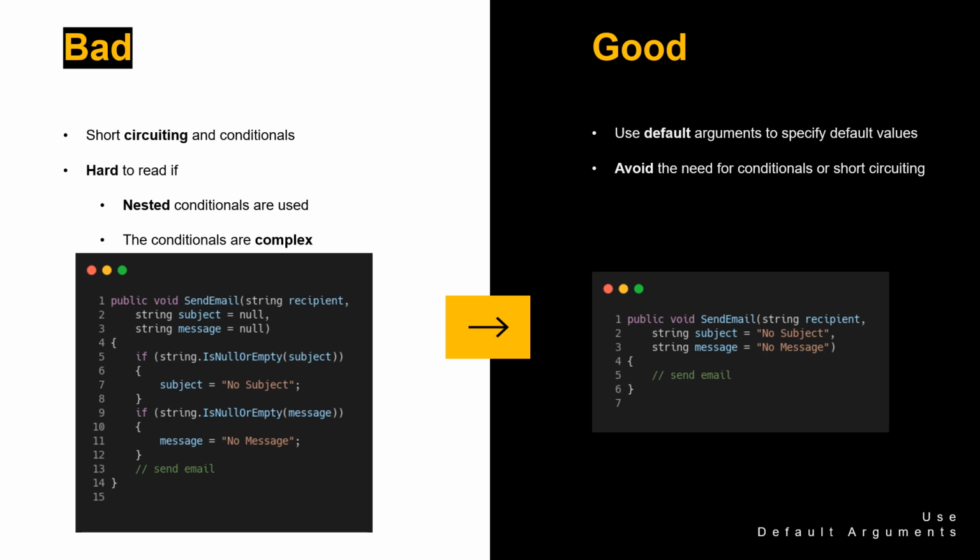This allows you to avoid the need for conditionals or short-circuiting in the function, which can make it easier to read and understand. Using default arguments in this way can help to simplify your code and make it more readable, as you can specify default values for function parameters and avoid the need for conditionals or short-circuiting. This can improve the maintainability of your code and make it easier to work with.